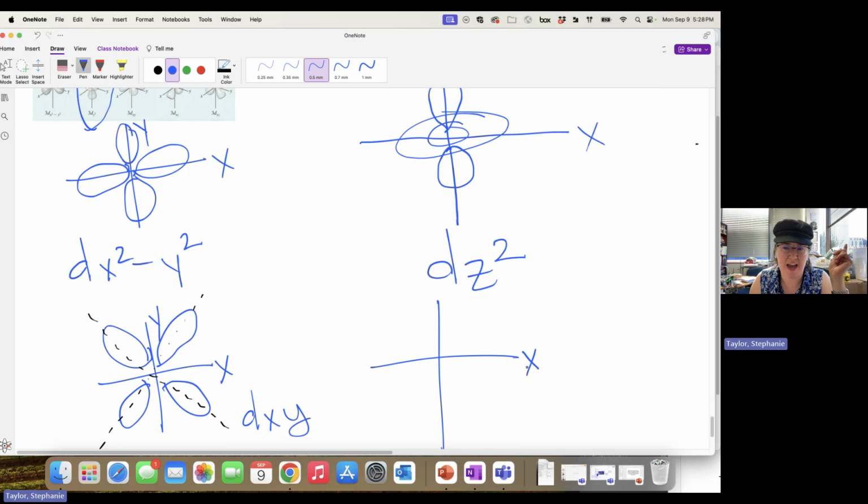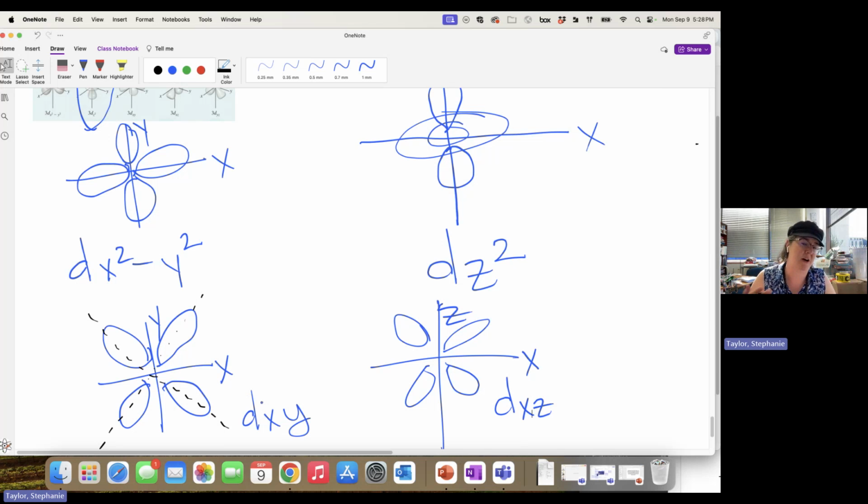So this can be x and this can be z. And now I have something that is going to be drawn exactly. Gosh, this is a terrible butterfly. Anyway, this is the dxz. Notice it should look basically just like dxy. It's just in a different plane. So this is now in the xz plane instead of in the xy plane. And I think it's going to look ridiculously similar.